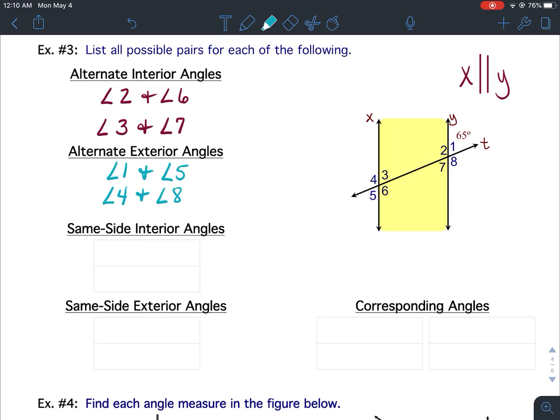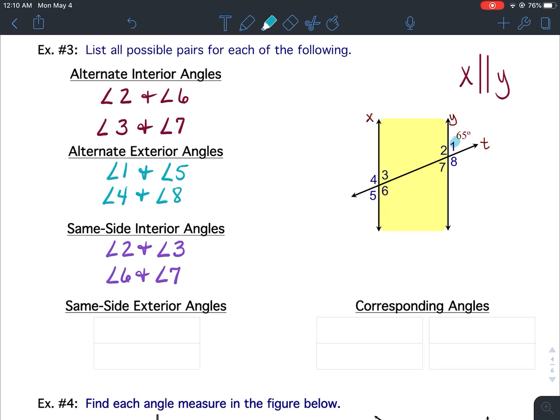Same side interior. Angle 2, what is on the same side as angle 2 and between the parallel lines? Well, that would be angle 3. 2 and 3 are both on the interior, and they're on the same side of the transversal, which is line T. So 2 and 3 are same side interior angles, as is 6 and 7. 6 and 7 are on the same side of line T, and they're between the parallel lines, making them same side interior angles. So again, it is angles 2 and 3 and angles 6 and 7.